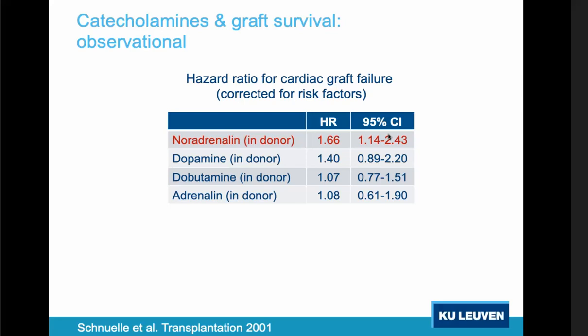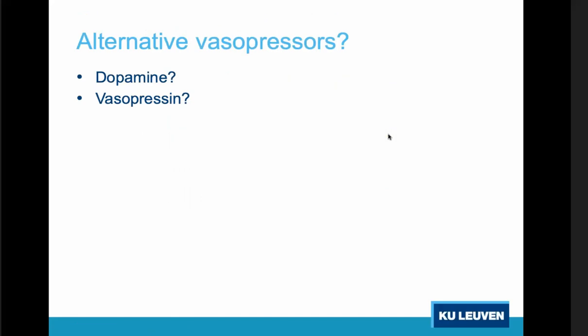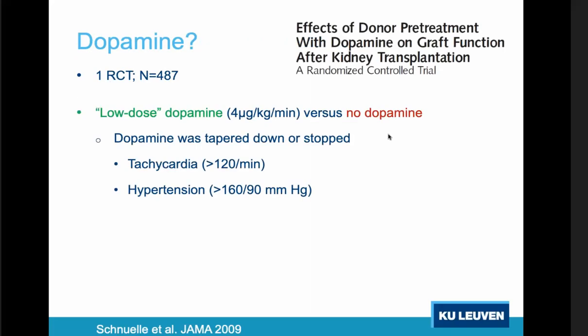But what is the evidence for alternative vasopressors? Dopamine has been put forward as a potential first-line vasopressor in brain-dead organ donors, and this was mainly done after this trial by Schnelle, published in JAMA 10 years ago. And in this RCT, kidney donors were randomized to receive a low dose of dopamine versus no dopamine. And this trial showed an apparent benefit of administering dopamine as compared to the no dopamine group.